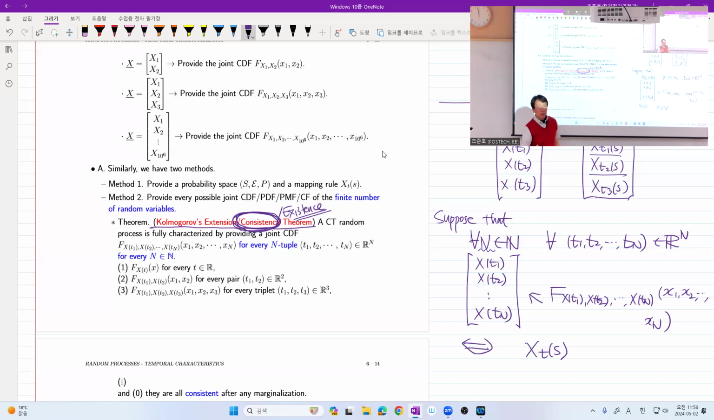Okay. What does that mean? Actually, we don't need to stick to this measure-theoretic definition. As far as we are given a consistent set of joint CDFs about any sampled vector taken from the random process, we have full characterization. Got it? So this Kolmogorov theorem is a foundation in talking about a single random process, multiple random processes, and their dependence.